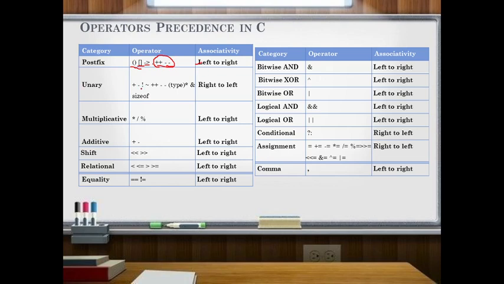Then we have unary and prefix operations. These are all unary, right? Then we have the prefix type, then the sizeof operator. Then which has to be performed first? They have right to left associativity.